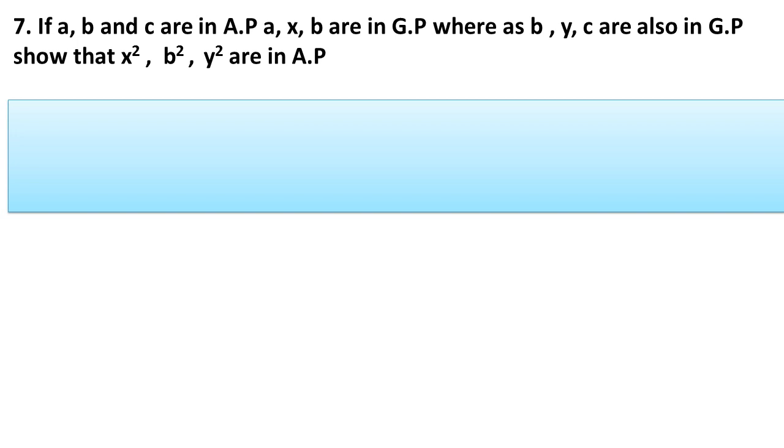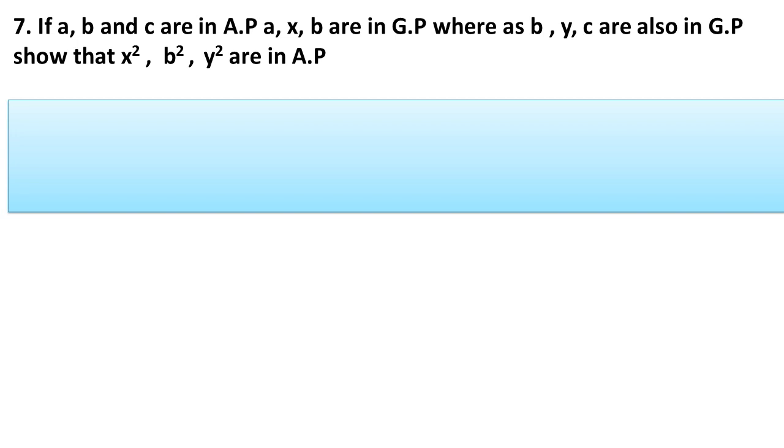If A, B and C are in AP, and A, X, B are in GP, whereas B, Y, C are also in GP, show that x square, b square, y square are in AP. Let us consider the terms one by one.